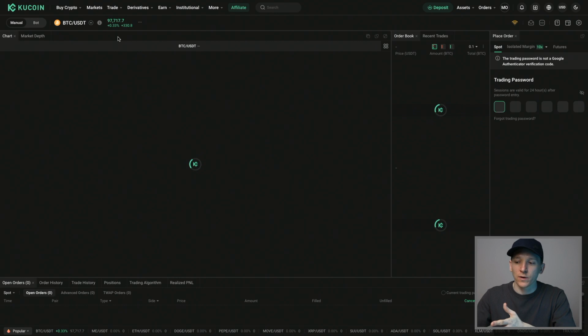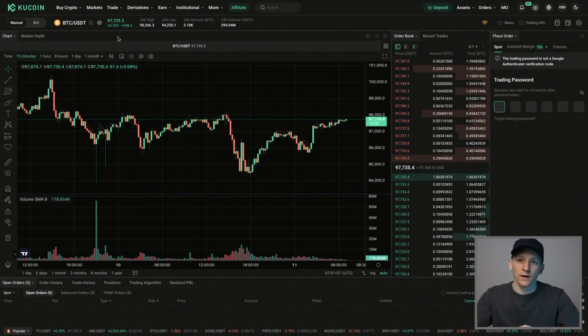So I'll click this one. And I've got some assets on the platform. I've got some stable coins. So what I can do is sell the stable coins into a crypto. So US dollar stable coin trading against a crypto asset is the way that I'm going to do it.